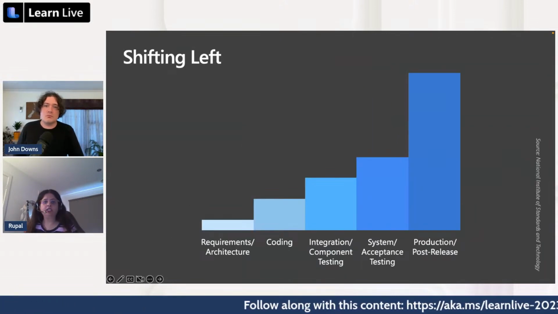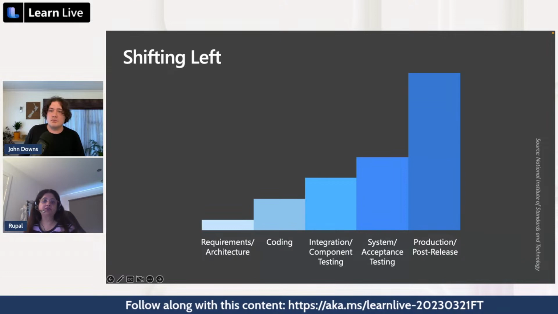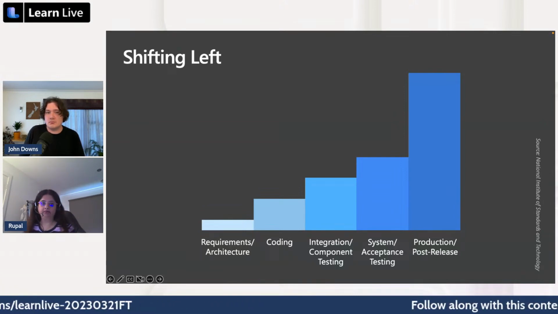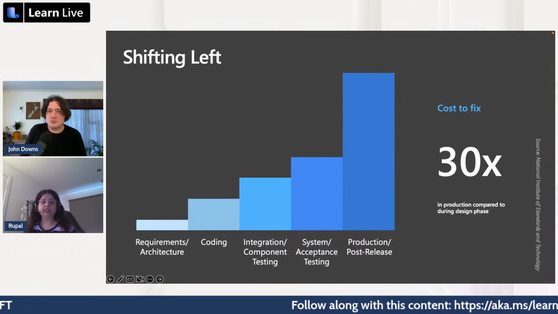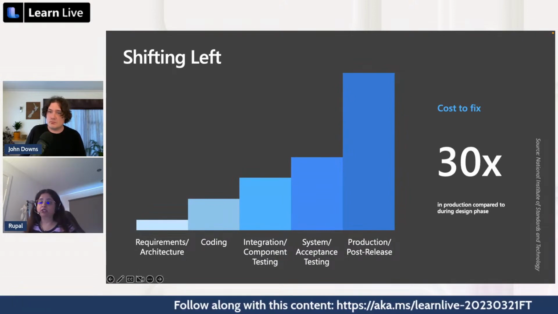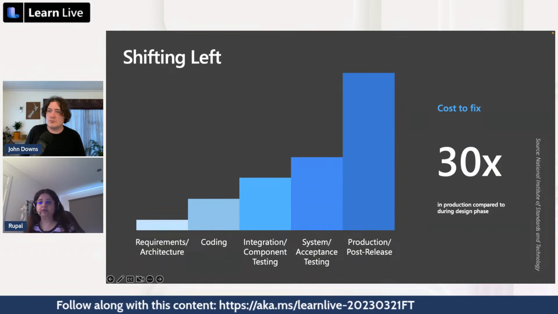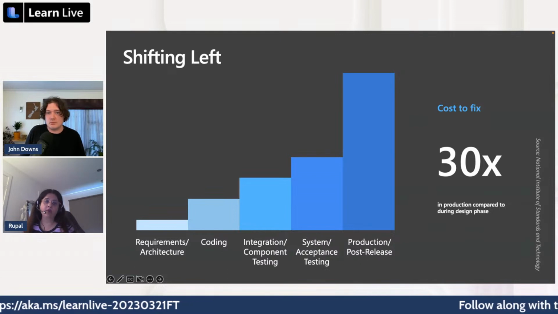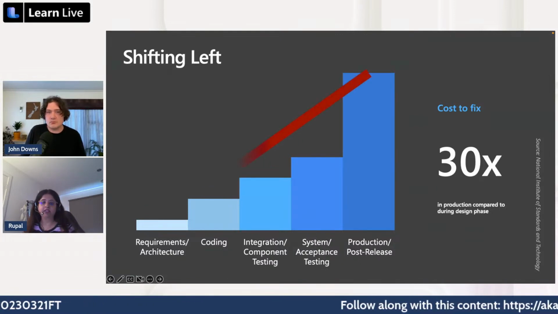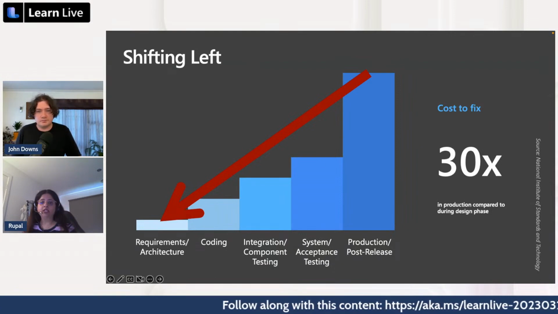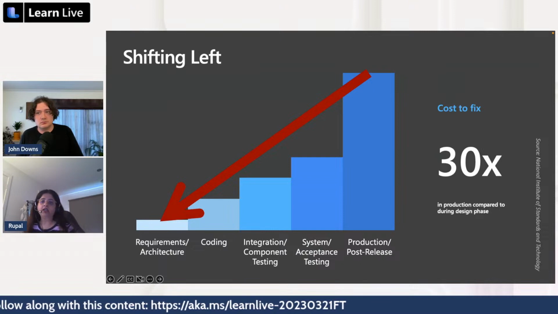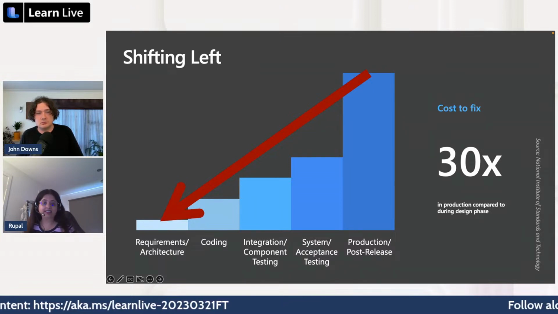You might have heard about the expression leaning left or shifting left. Really, what that means is the sooner you identify and fix an issue, the better. In fact, according to the United States National Institute of Standards and Technology, it's 30 times more costly to fix an issue after you've gone to production than it is during the requirements and the architecture design phase. So, good requirements gathering and good architecture helps us to avoid making costly mistakes by thinking through our solution and how it works early in the design.